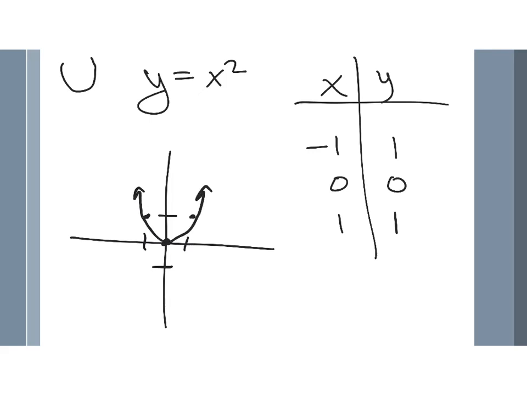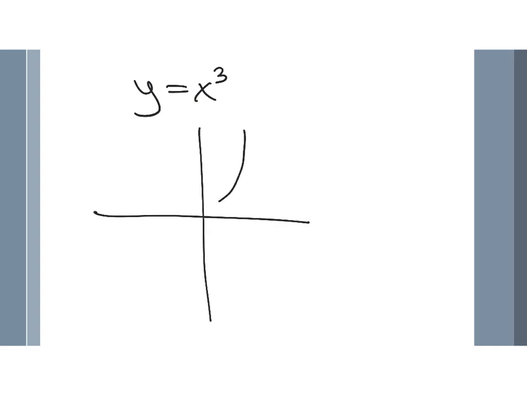You can also plug in 2 if you want, or 3 to get more points. This is the shape of the quadratic function. The domain is all real numbers. The range is going to depend on where that vertex is. The range here would be from 0 to infinity, but the domain is all real numbers.